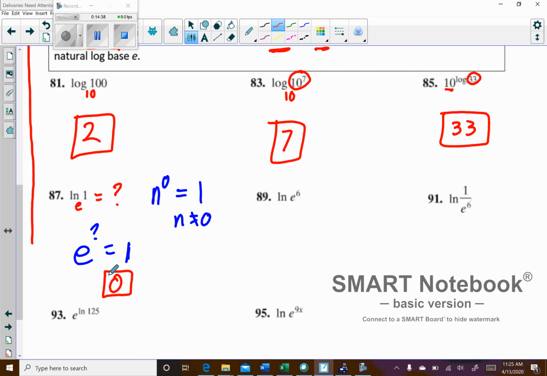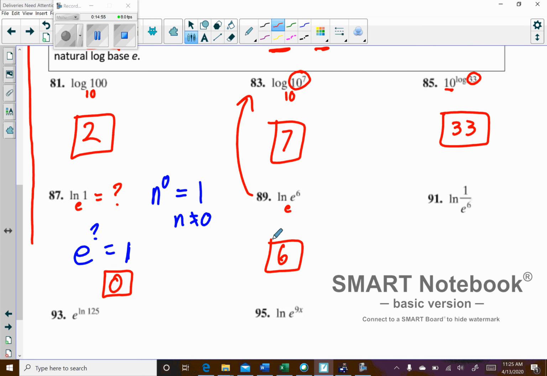Okay, on 89, 89 is actually a lot like 83, because it's 10 to what power gives you 10 to the power of 7. Well, see right here, your base is e, so e to what power would give you e to the power of 6? 6. That's it. That's the answer.